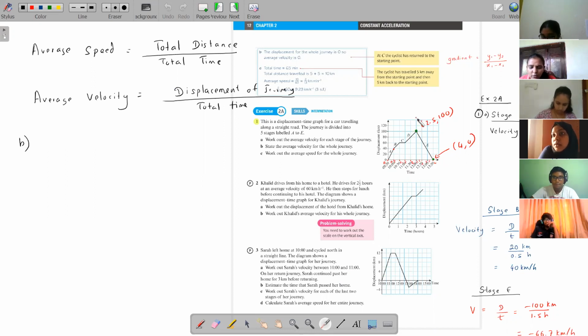Don't you all get it, children? What is the displacement of the journey? Is it 0? It's 0. It is 0 because you are literally coming back to the place where you started. So you don't have any displacement. Your displacement is 0. So average velocity.